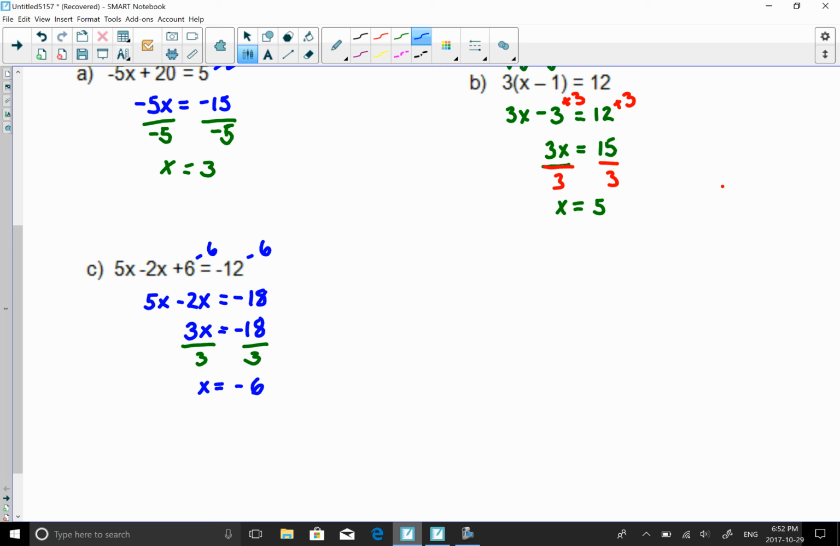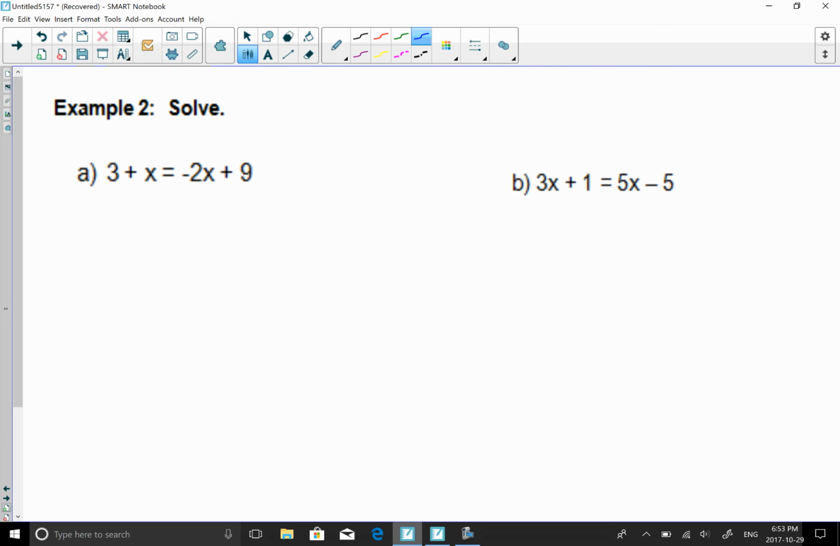So let's look at some more examples. So remember, solving is almost the opposite of BEDMAS. We're doing adding and subtracting first, and then multiplying and dividing. Here's some.